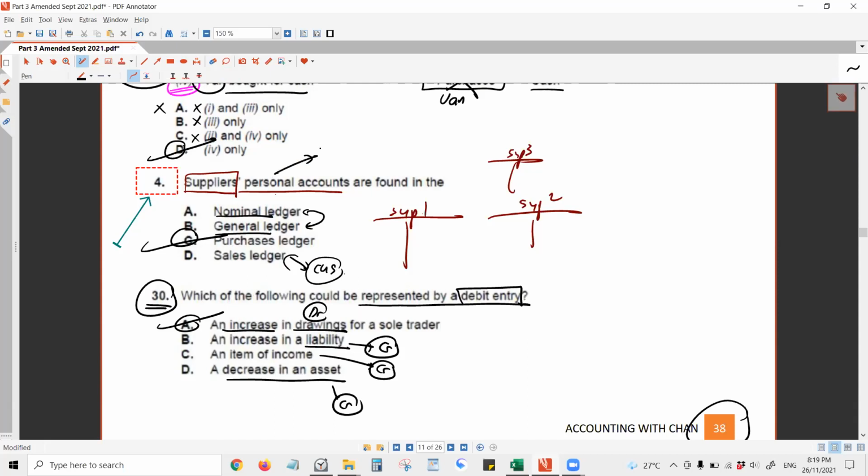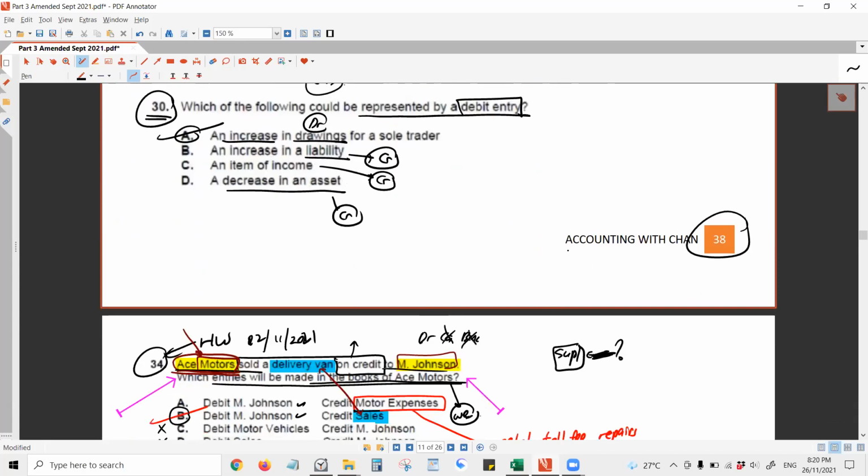Personal accounts means person's account. So when they use the word suppliers here, it means our suppliers. So let's say Ali is our supplier. So this is person's account. And let's say Abu is our supplier. So this is supplier's personal account. So answer is C.